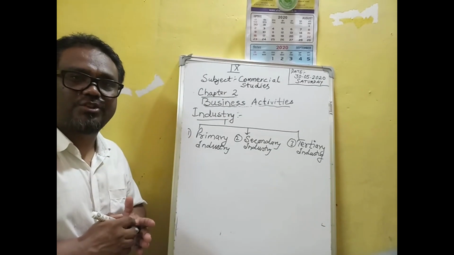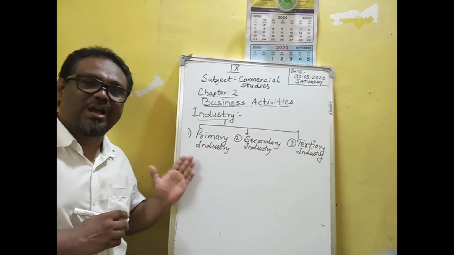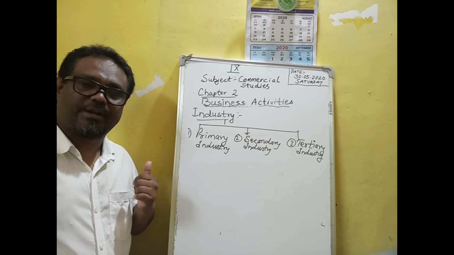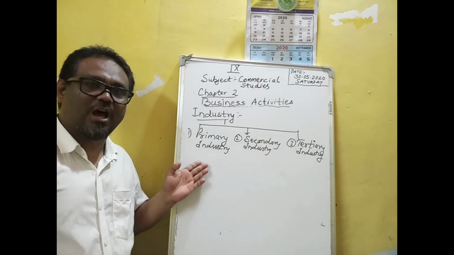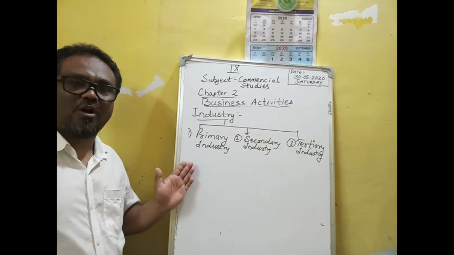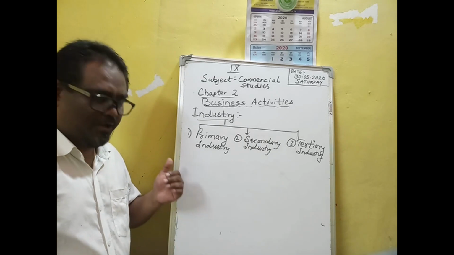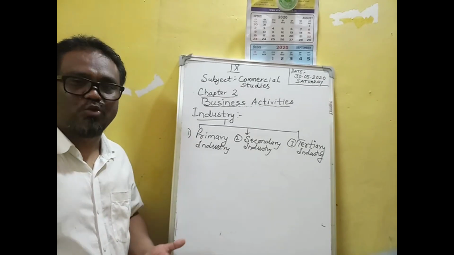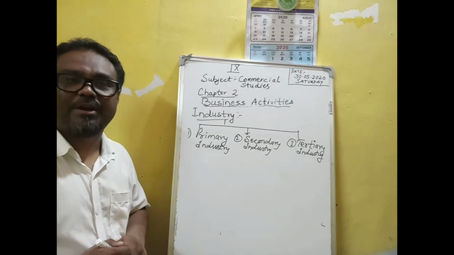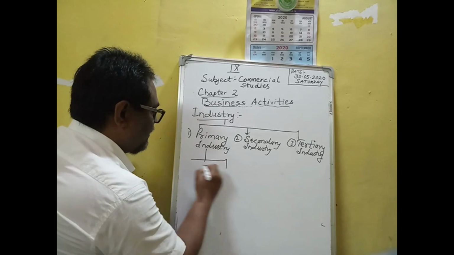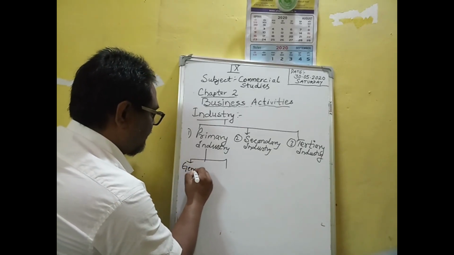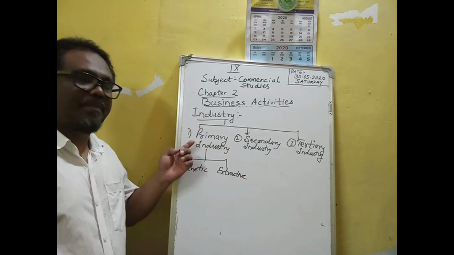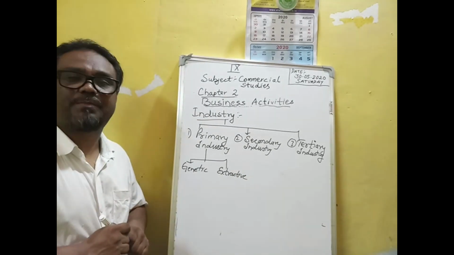Primary industries are those industries that are involved in the extraction and multiplication of the resources from nature, and they are known as primary industries. They provide a lot of occupation to the people, and these primary industries are of 2 types: genetic industry and extractive industry.